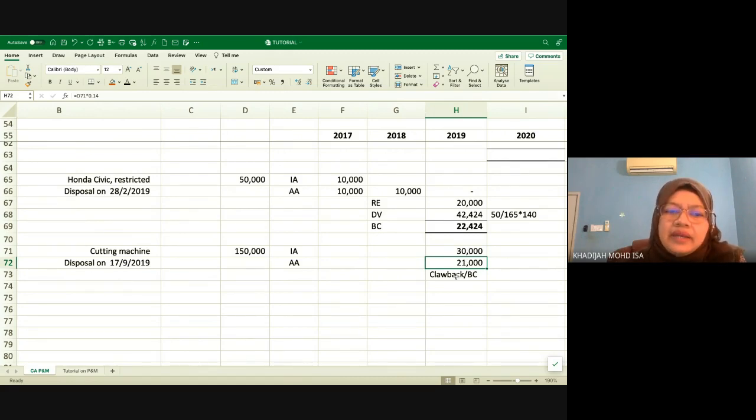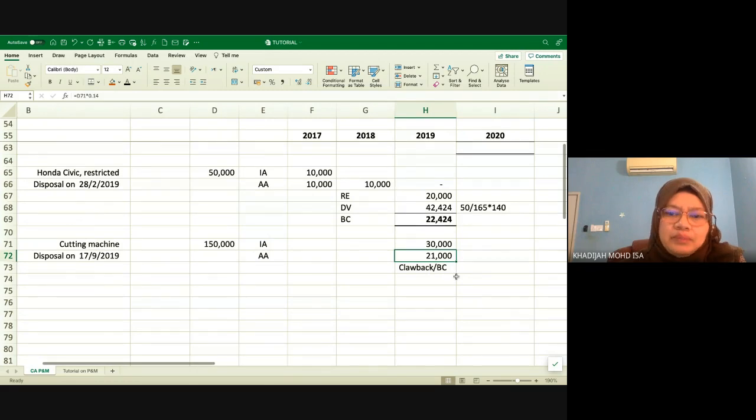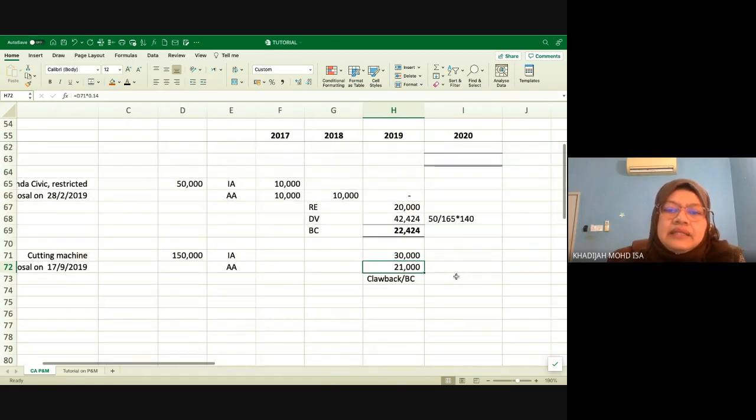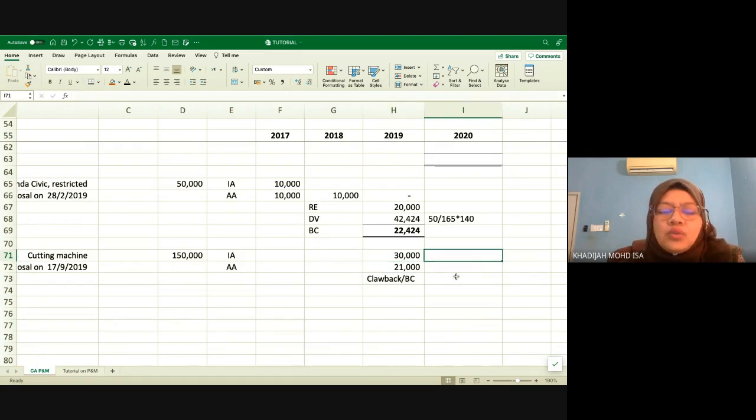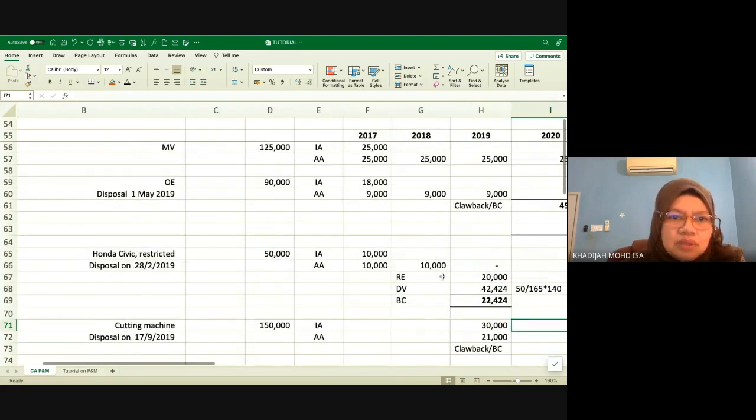But again, you have to check what is the holding period of the asset. Right, in this case, it seems that it's less than 2 years. Again, you have to apply the clawback principle. So you dispose that in 2020, 17 September 2019.